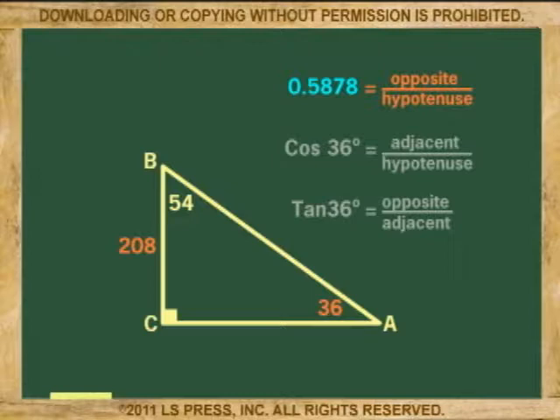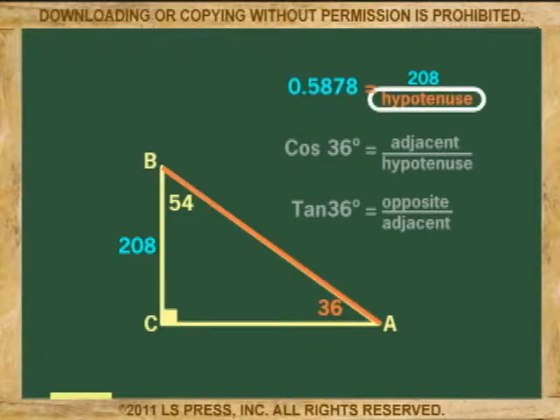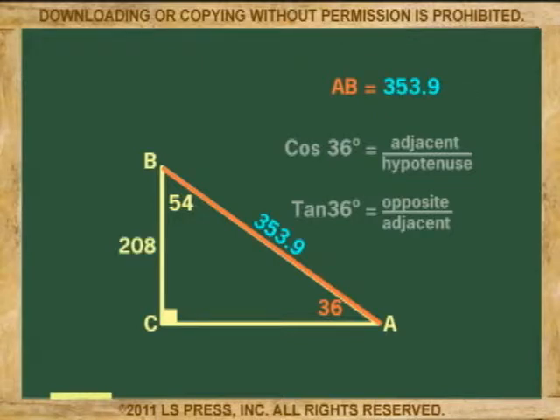So 0.5878 is equal to 208 over the hypotenuse. We solve for the hypotenuse AB by multiplying across. So AB is equal to 208 divided by 0.5878, or 353.9. AB is 353.9.